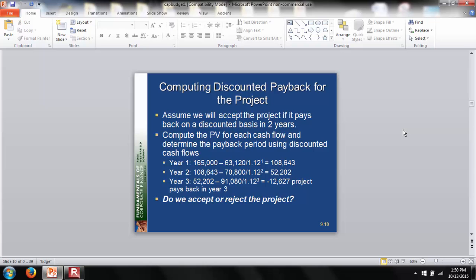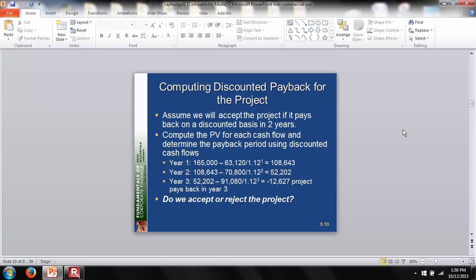So by the end of year 2, we still have to get back 52,202, and in year 3 we are getting 91,080 divided by 1.12 raised to 3. So that gives you, by year 3 we are actually getting more than our investment. So here again, if the payback period is 3 years, we will take up this investment. Okay, so that's what we have here when we compare the discounted payback with the payback.